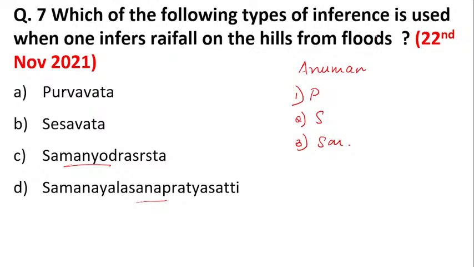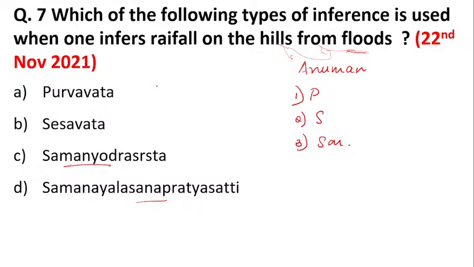So if we are inferring rains, we are talking about floods. Flood is there in the rivers, and this flood will come up because there was rain on the mountains or hills. So first rainfall happened, after that the flood has come. After the event you are seeing floods, which means rainfall might have happened earlier, then the flood came up. So this is Sheshvat Anuman.